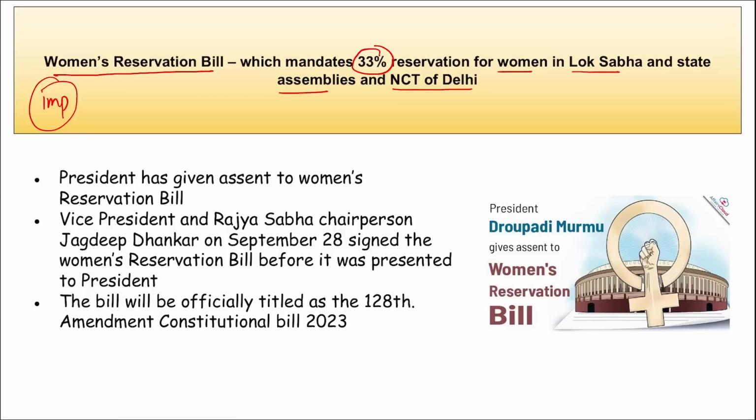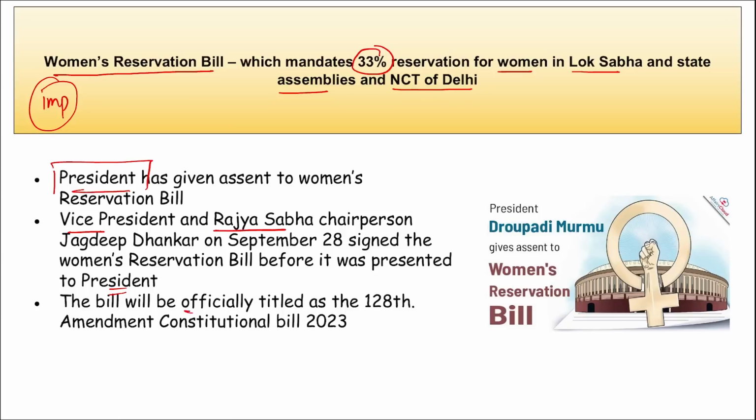And it is a historic decision that has been recently approved by the President of India, Draupadi Murmu ma'am, on 28th of September, correct? So the women's reservation bill has been recently passed, right? President has recently given her assent to the women's reservation bill. Earlier, Vice President and Rajya Sabha Chairperson Jagdeep Dhankhar on September 28 signed the women's reservation bill before it was presented to the President, and now President Draupadi Murmu ma'am has given her assent to this bill. Correct? Important, take a note of it.